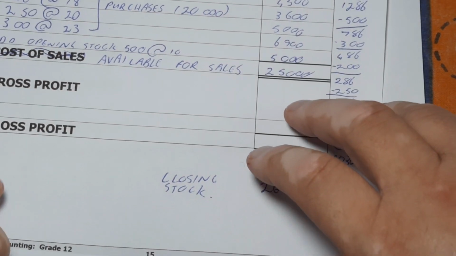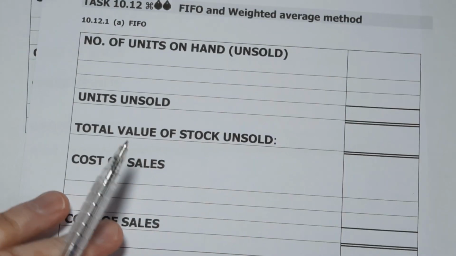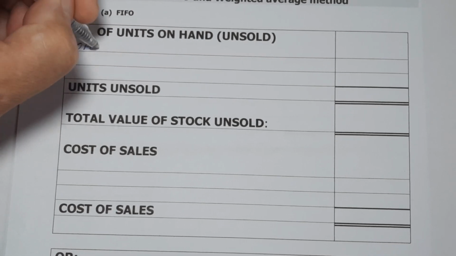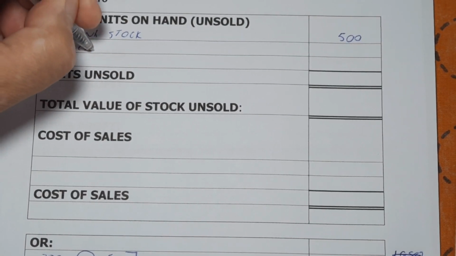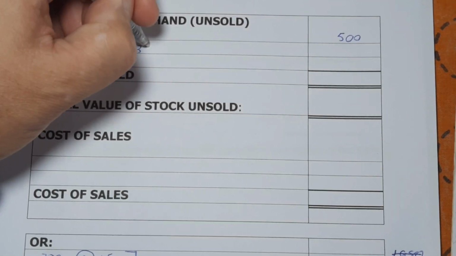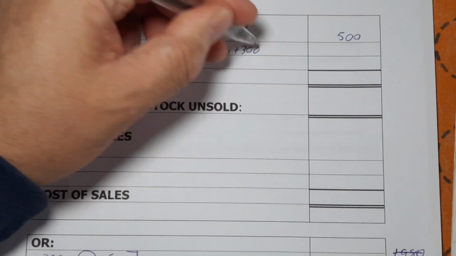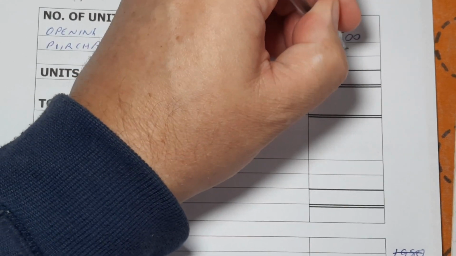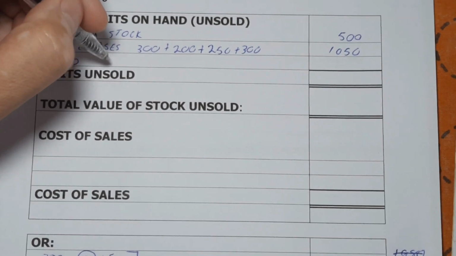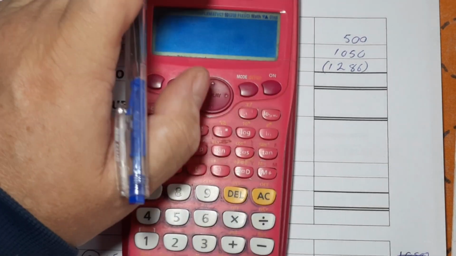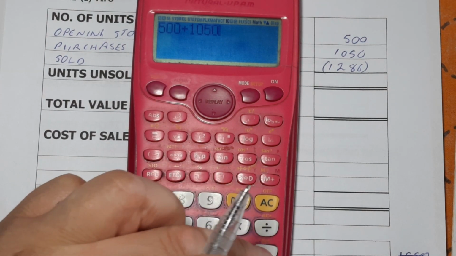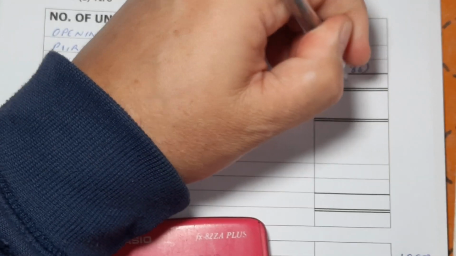Okay. If we take a look here at number of units on hand, I did it here manually. Let's do it here officially. So we had our opening stock of units. We had 500. Our purchases was 300 units plus 200 units plus 250 units plus 300 units. So that would give us 1,050 units. We sold units 1,286. So 500 units plus 1,050 minus 1,286 gives us 264 units.